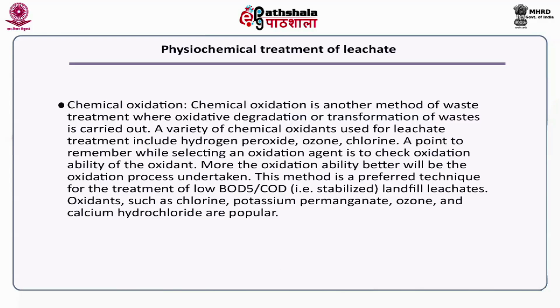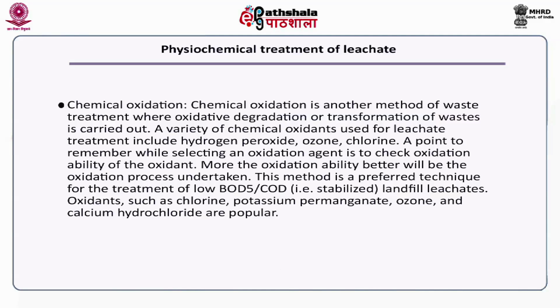The second type of process is chemical oxidation, where the materials which are present in the leachate are degraded by oxidation and they are transformed into a variety of other compounds. So, different chemical oxidants are used, that can be hydrogen peroxide, ozone, chlorine, because they all have oxidation potential. That is why they are popularly used for the chemical oxidation process.